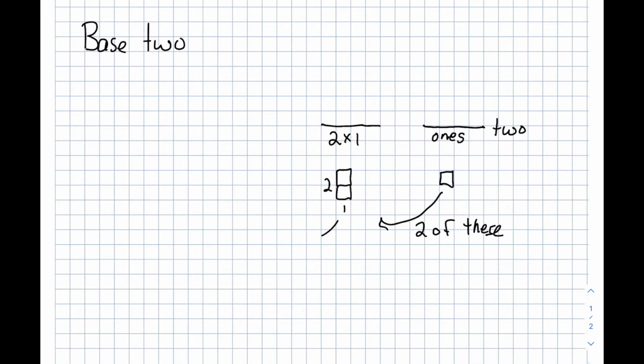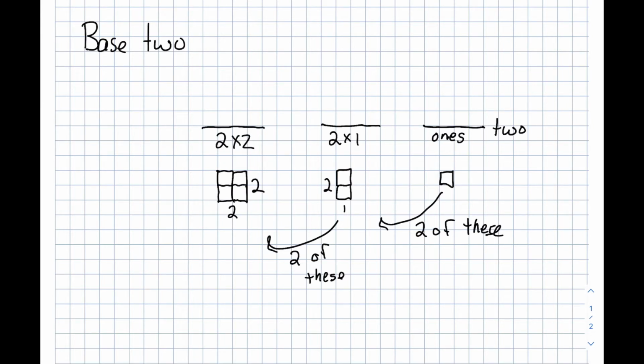So how do I get to the next place? Well, as soon as I have 2 of these, I'm at the next place. So this will be 1, 2 of those. What are the dimensions? 2 by 2. Then I can say, well, as soon as I have 2 of these, I come to the next place.